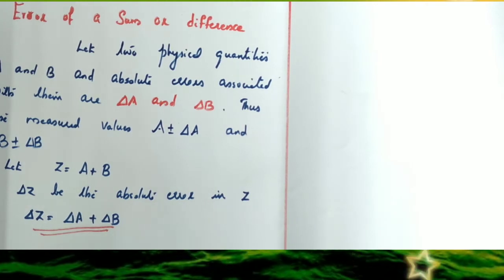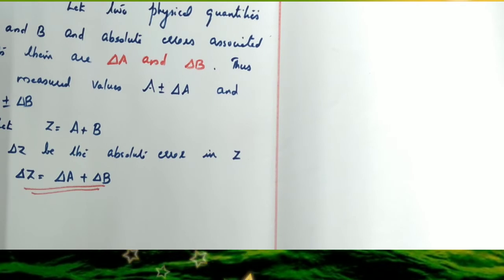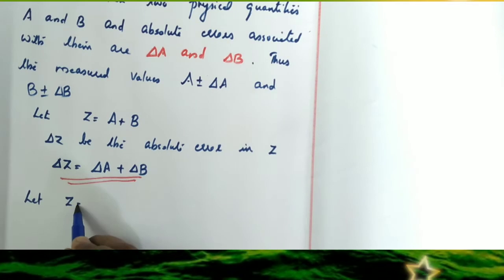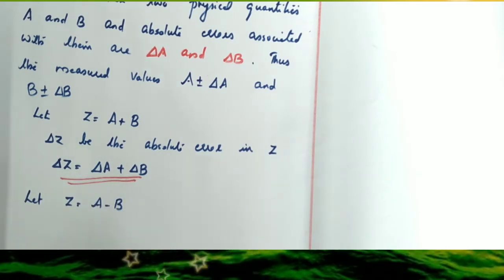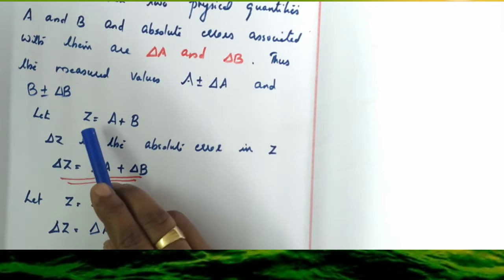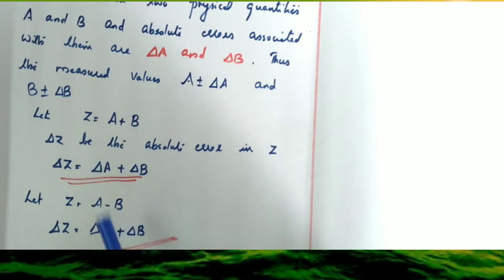Let Z is equal to A minus B. Now we can find out the error in the difference. There also delta Z is the absolute error in Z. So how will you find out the absolute error in the difference? There also delta Z is equal to delta A plus delta B. Even if you are finding the sum or difference of two physical quantities, errors are only added up. We cannot subtract the error. If there is error in A and error in B, there is always error in Z, whether it is A plus B or A minus B.